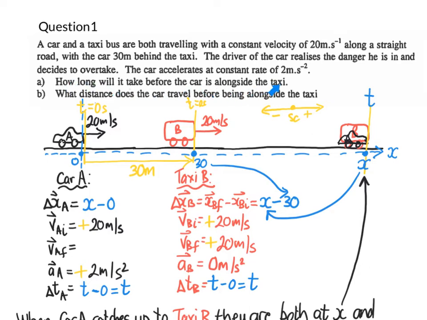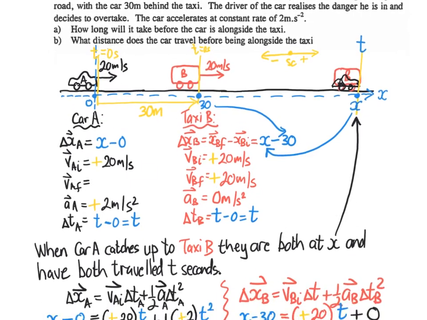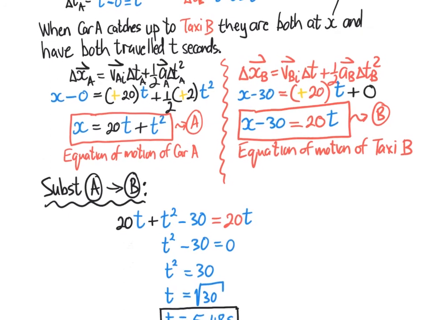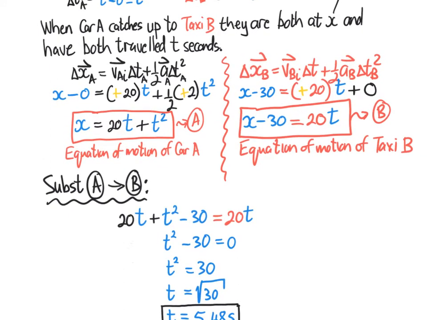How long will it take before the car is alongside the taxi? Well, when the car is alongside the taxi, then the car is at the same x position as the taxi, and we're going to use that. So moving now into the problem, let's use the position versus time equation of motion, this one: delta x equals v delta t plus a half a delta t squared, and we're going to use it for both vehicles.